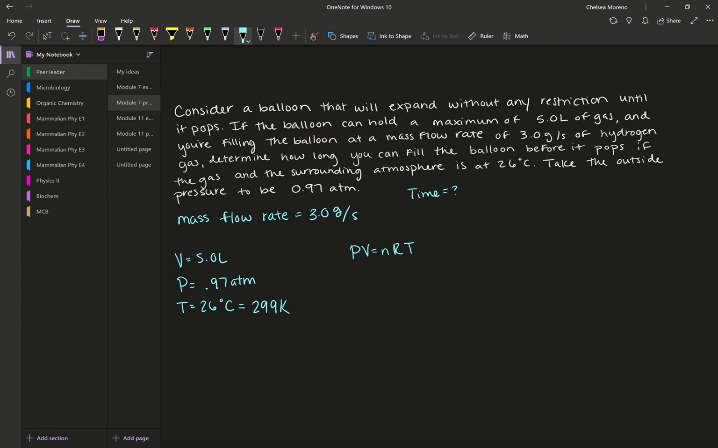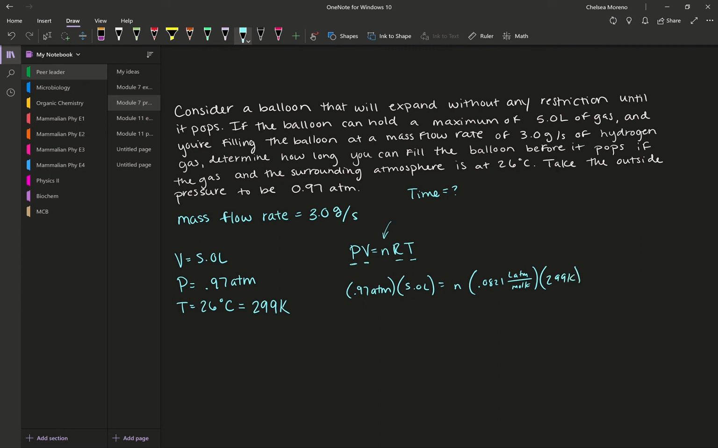So we have pressure, we have volume, we have our constant, and we have temperature, which means the only thing we're missing is moles, so that we can plug in. Even if we don't know what to do after that, let's just do that first. I have a pressure of 0.97 atmospheres and a volume of 5.0 liters. I'm going to set that equal to n, which is what we're trying to find, times 0.0821 liter atmospheres per mole Kelvin, times my temperature, which is 299 Kelvin.